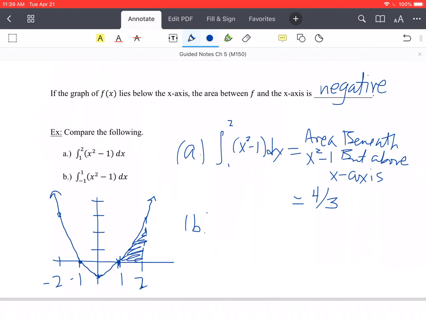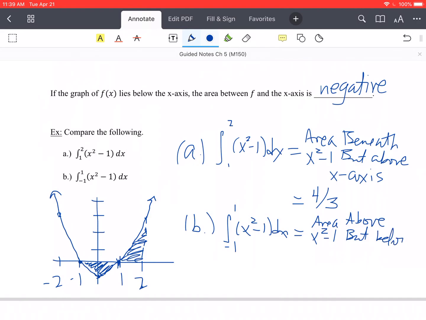And then for part B, we have the same integrand, but the bounds are different. So the integral from -1 to 1 of x squared minus 1 dx. So from -1 to 1, if you see where the curve is over here, this is the area that we're looking at for part B. So this is going to be the area above x squared minus 1, but below the x-axis.